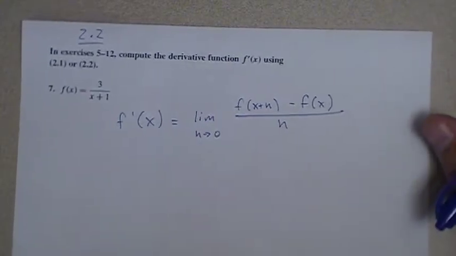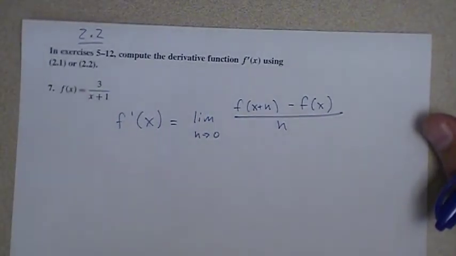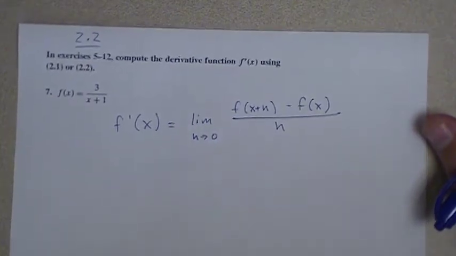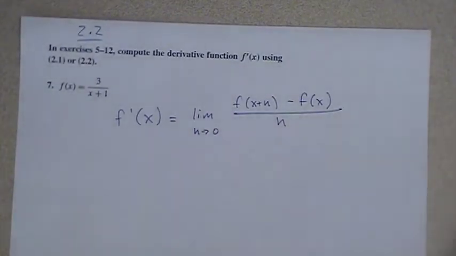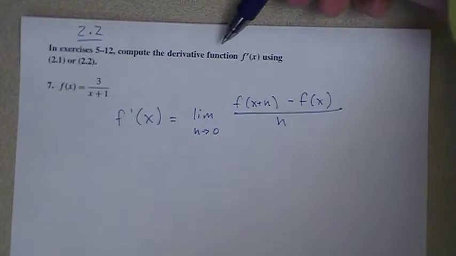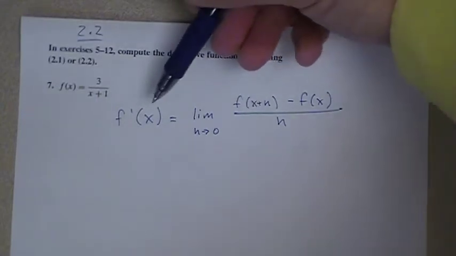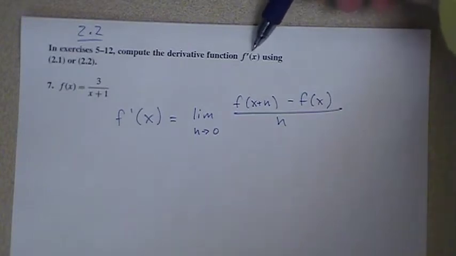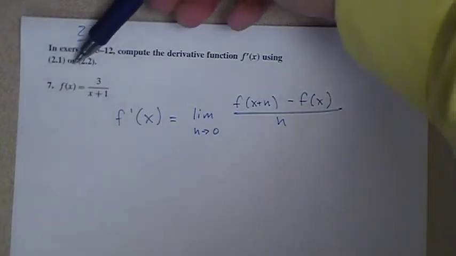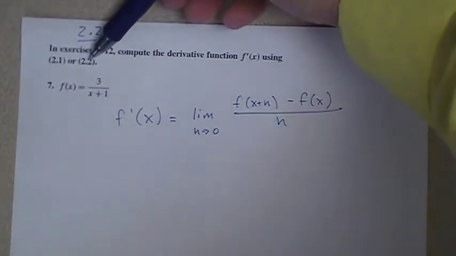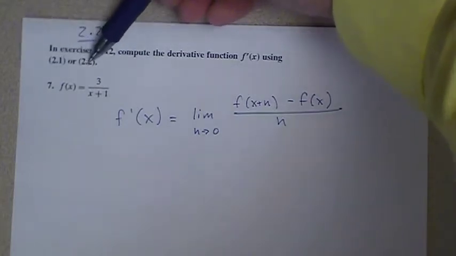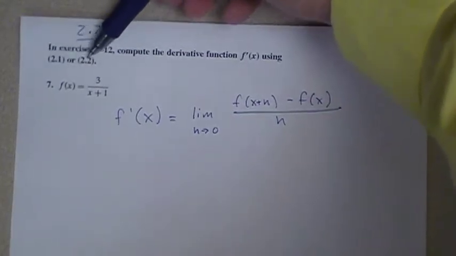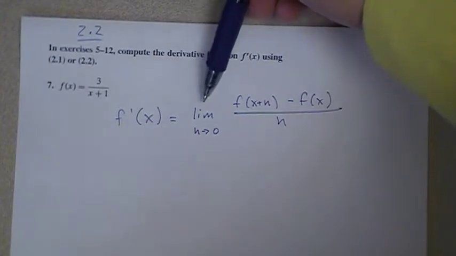Alright, in this video we'll take a look at problem number 7 from section 2.2, and this particular problem wants us to use the definition of the derivative formula to compute f prime of x, or to compute the derivative. This 2.1 and 2.2 here, if you look at our book, they're just referencing formulas. This is how they labeled two formulas in our book, and this is formula 2.2.